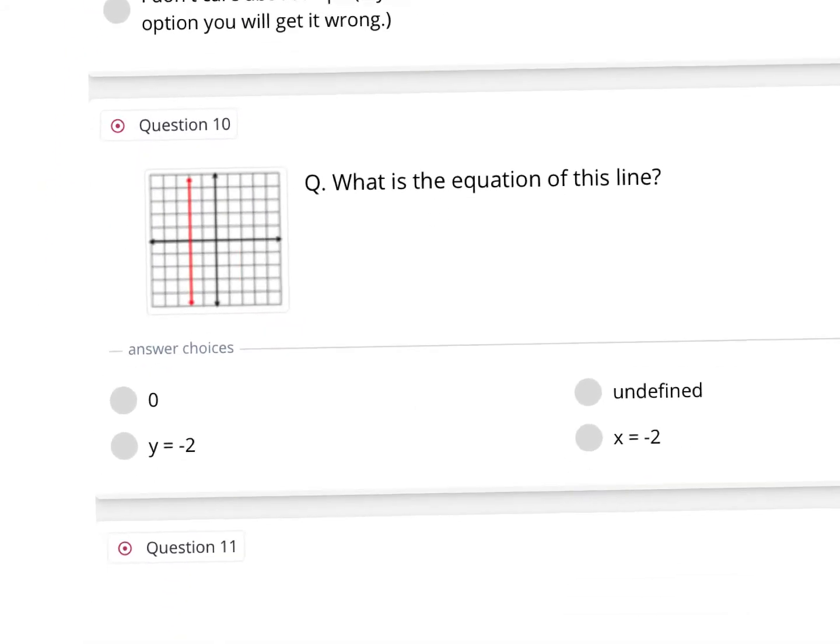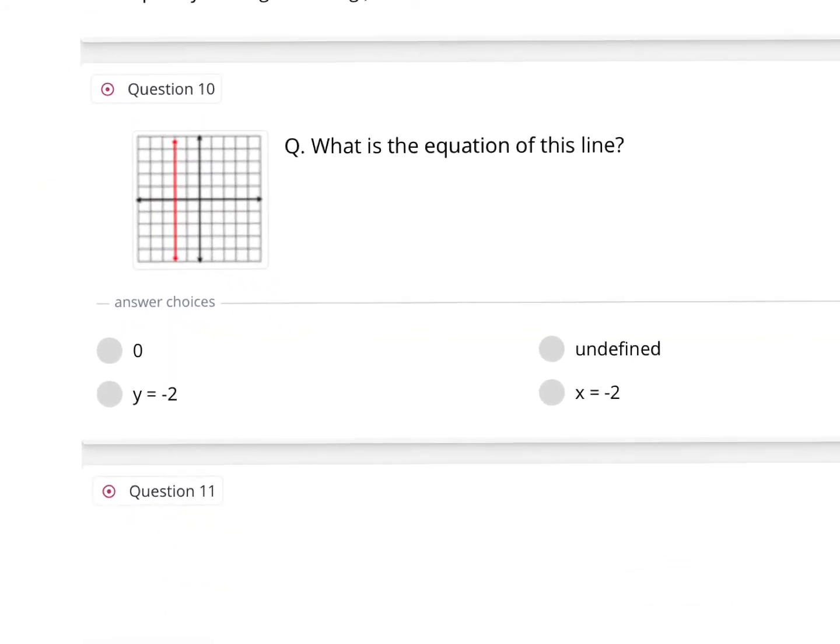Let's move on to number 10. Oh, wait a minute, I guess I already did this one. What is the equation of this line? It doesn't say what is the slope. If it said slope, you would say undefined, but it says what is the equation of this line? This equation is x equals negative 2. It's just a vertical line crossing the x-axis at negative 2.